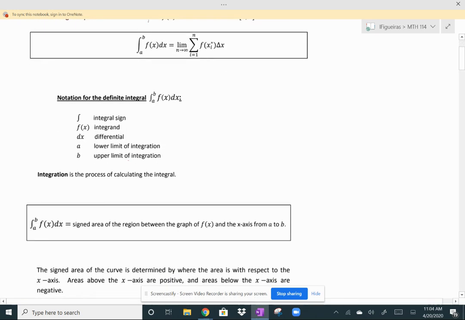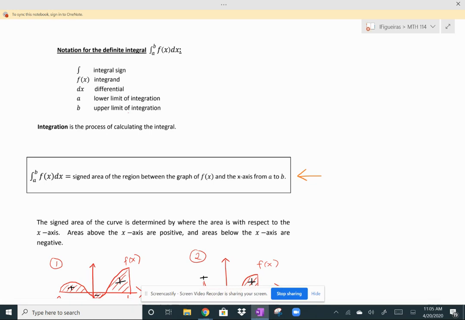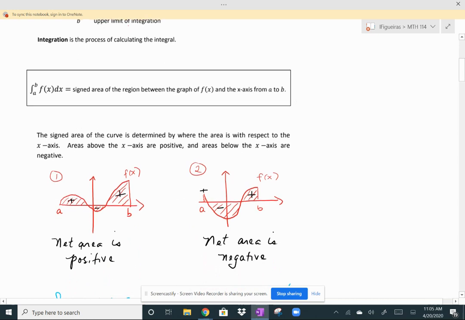Integrating, or integration, is the process of calculating the integral. Unlike what we're accustomed to in geometry, your integral can be a positive or a negative answer, and that depends on where f of x is with respect to the x-axis. The area between f of x and the x-axis from a to b would be positive if f of x is above the x-axis, and negative if f of x is below the x-axis. If you have a combination of both, then the integral will represent the net area from a to b.